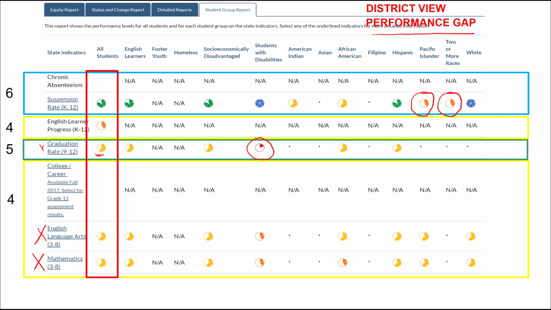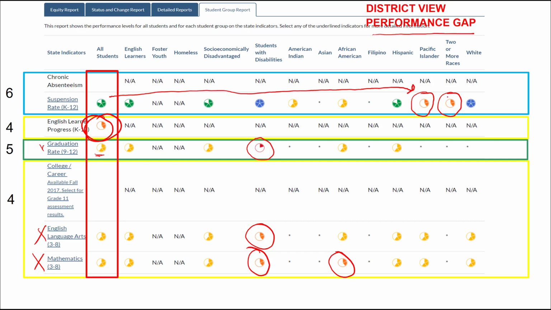If we use this idea of greatest need, you still have great need because these things are orange. And this is also a great need up here with the EL indicator. So anything orange and red are greatest needs, but in terms of performance gaps, it's really taking things like suspension rate, which is green here, when you have high level performance, and then you have a lower level performance here.